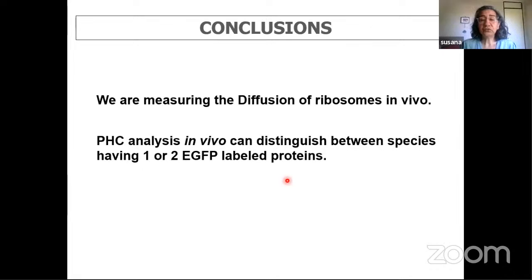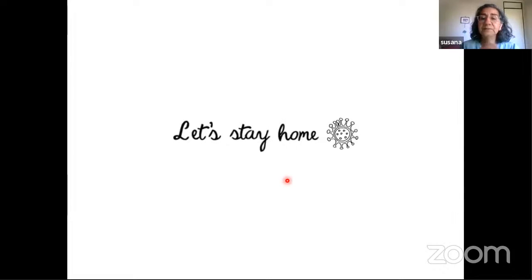So this is the conclusion. I think the time is fine. We are measuring the diffusion of the ribosome in vivo with the PCH analysis, and this is, let's say, the biological conclusion, but for us it was also a nice conclusion from the technical point of view. The PCH analysis in vivo can distinguish between a species having 1 or 2 EGFP labeled proteins. And I think that's the last one. Thank you very much.